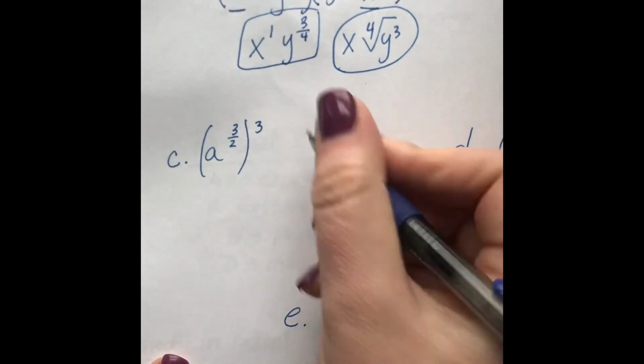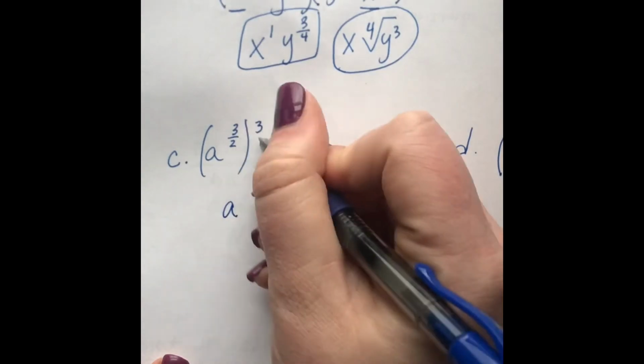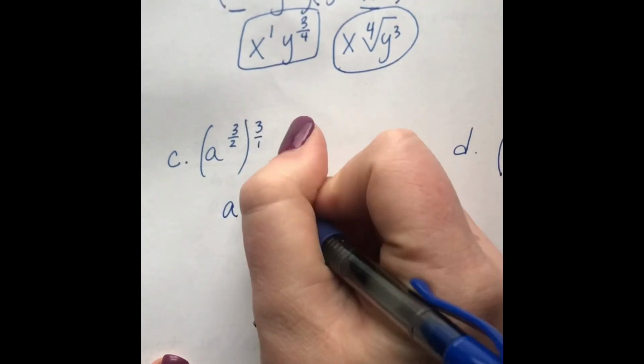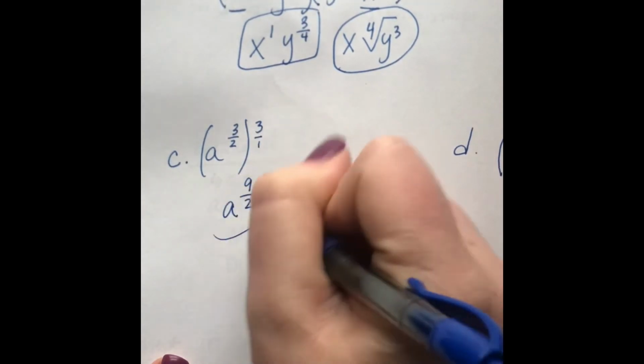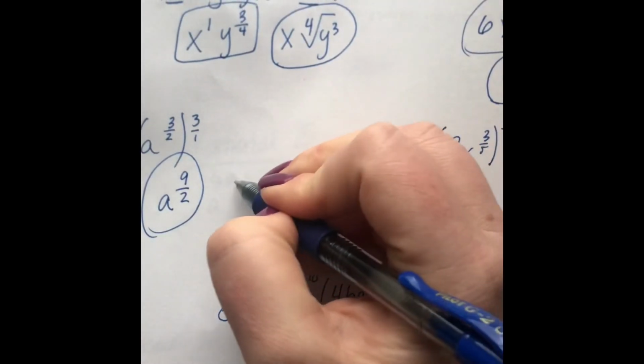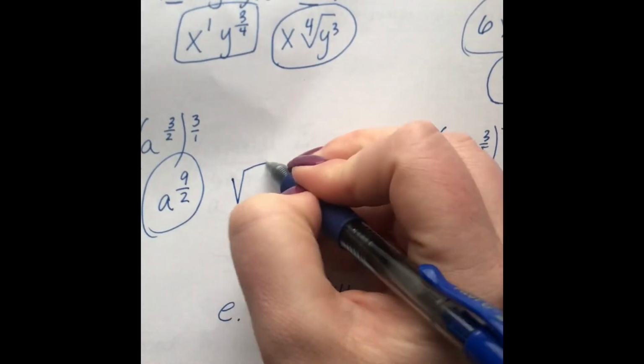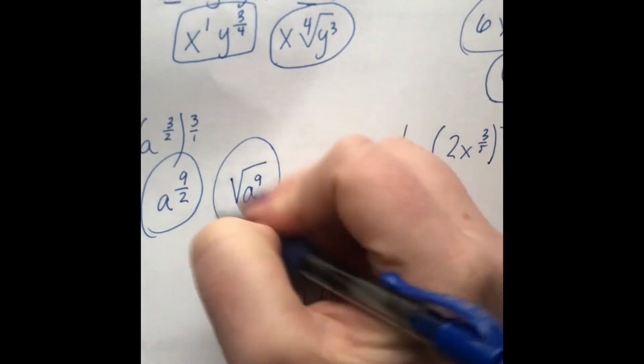Again, power to a power, we're going to multiply. So it's 3/2 times 3/1, which is 9/2. That's our first answer. Writing it as a radical, the square root of a to the 9.